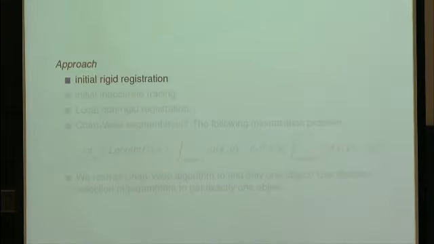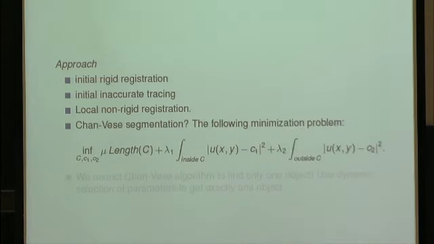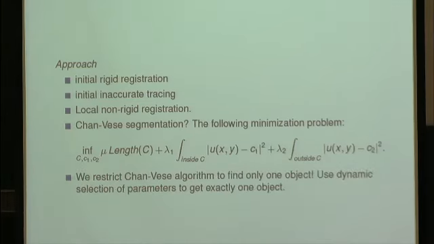So the approach is like this. You have initial rigid registration like the movie that we made. Then we have this initial inaccurate tracing, and then we look at the local problem, local rigid registration, and then we use Chan-Vese segmentation to find out this boundary. The problem here is you need to find these parameters properly in order to find exactly one blood vessel. So you construct some heuristic algorithm so that you find exactly one object in the next image.